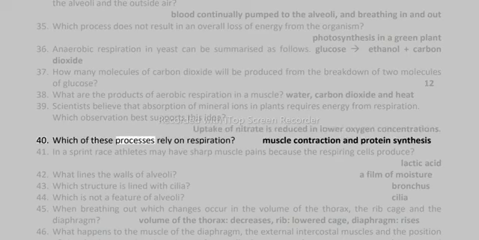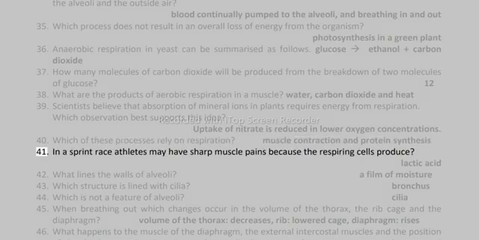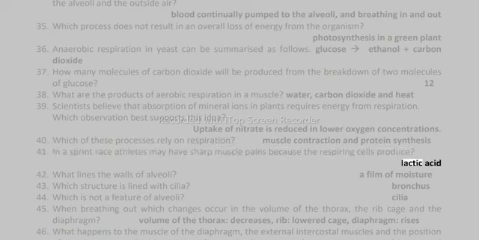40. Which of these processes rely on respiration? Muscle contraction and protein synthesis. 41. In a sprint race, athletes may have sharp muscle pains because the respiring cells produce lactic acid. 42. What lines the walls of alveoli? A film of moisture. 43. Which structure is lined with cilia? Bronchus.